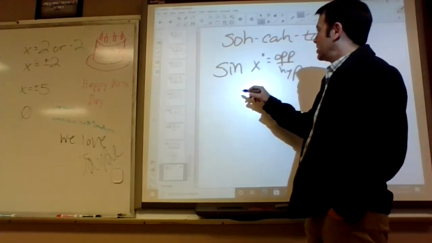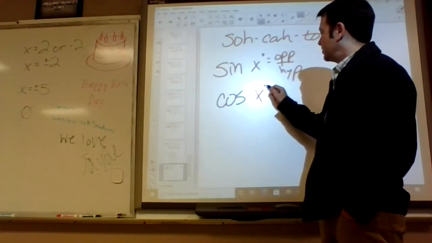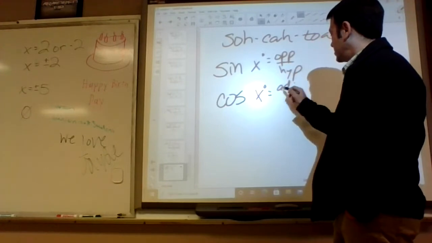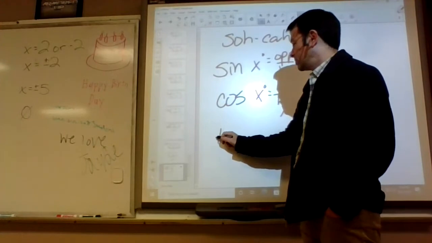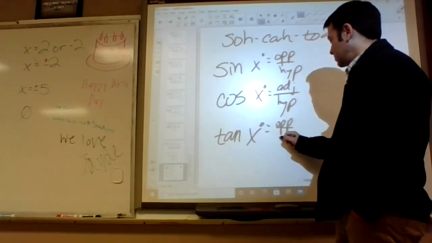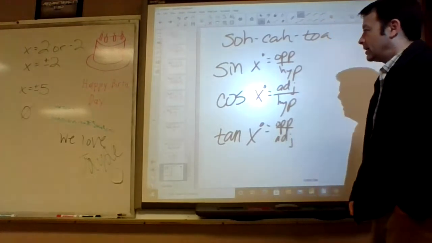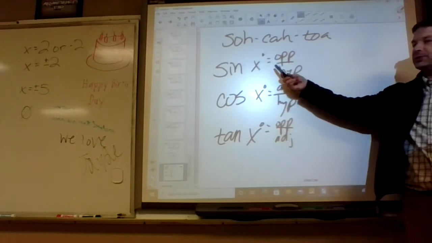What does COS stand for? Adjacent over hypotenuse. Cosine of the angle equals adjacent over hypotenuse. And TOA, opposite over adjacent. Tangent of the angle equals opposite over adjacent. Okay. So the other three, those are 3 trig functions. What are the other 3?